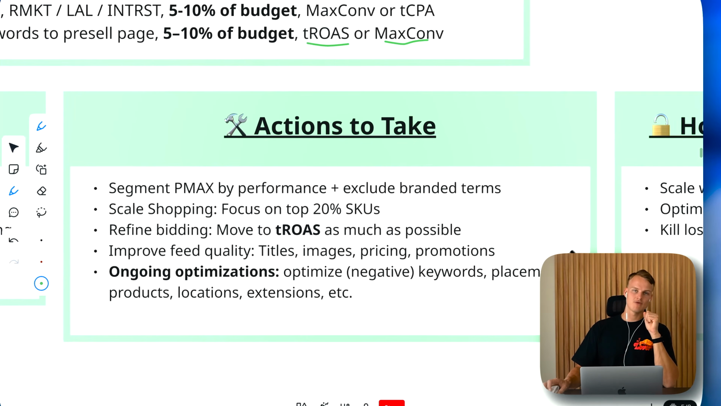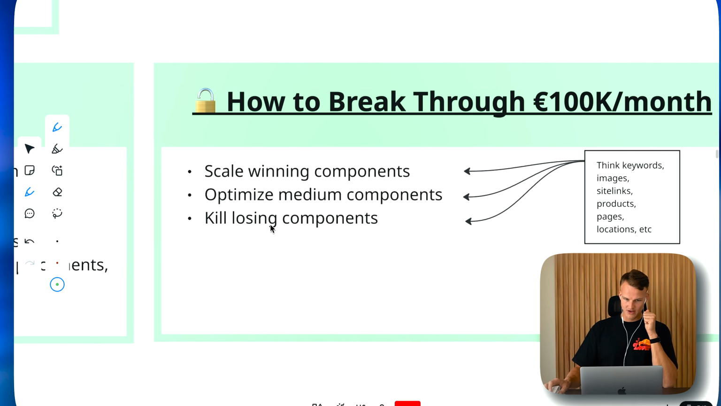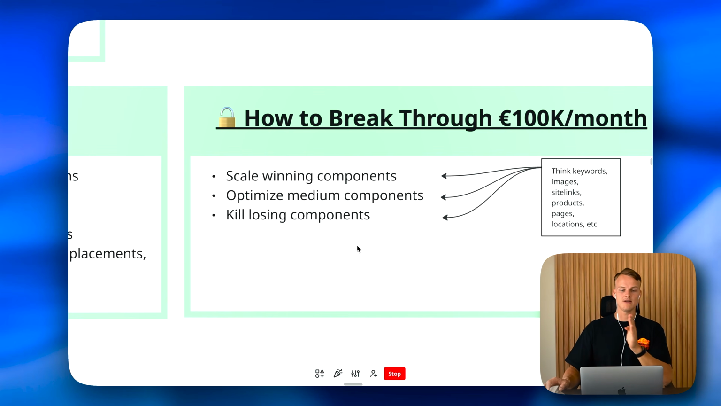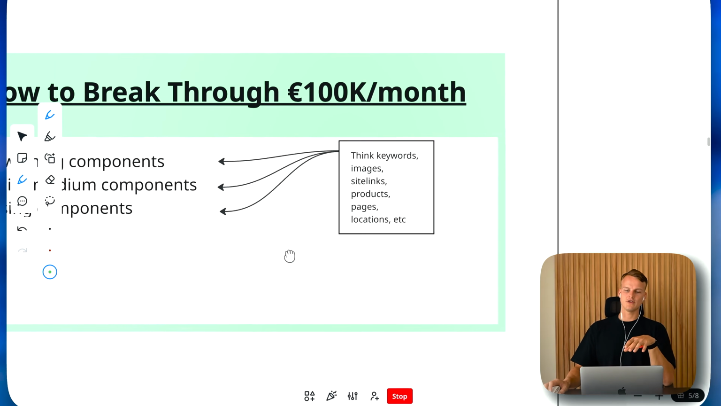And if you want to break through the 100K a month mark, this is what you should do. So scale winning components, optimize medium components, and kill losing components. And what winning, medium, and losing means is different for any account. But let's say your winning components are generating the most clicks, the best revenue, and the best profitability. The medium components do have some potential, but need some optimization. And the losing components are costing you way more money than they deliver into the basket, right? So we want to kill those.